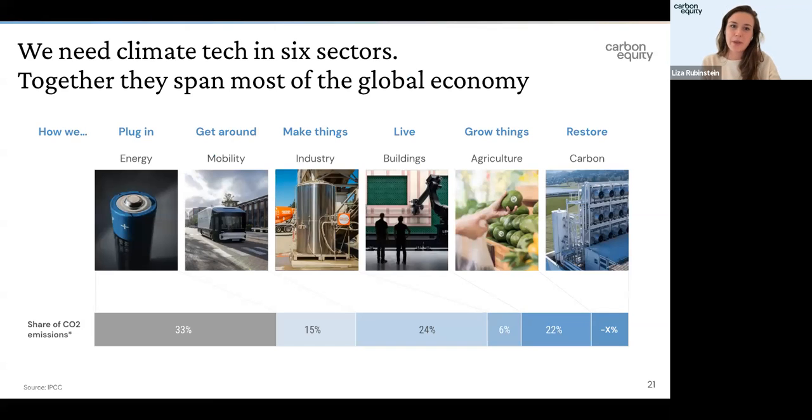Let's talk about sectors for a minute, because climate tech spans 6 sectors. We need all of these 6 sectors to get to net zero. And actually these 6 sectors are most of the global economy. So let's walk through them for a little bit.